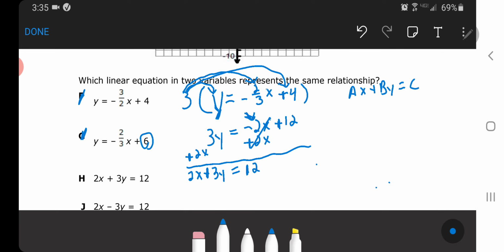Alright, well, looks like H matches up. 2x plus 3y equals 12. J, it says 2x minus 3y, so he's gone. All right.